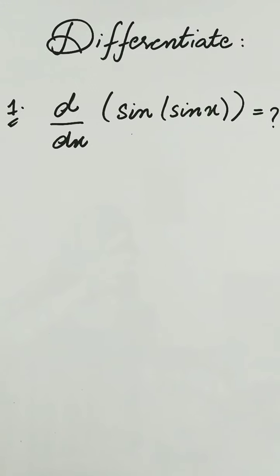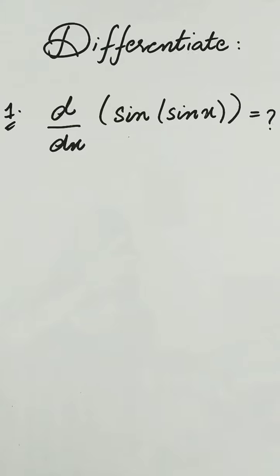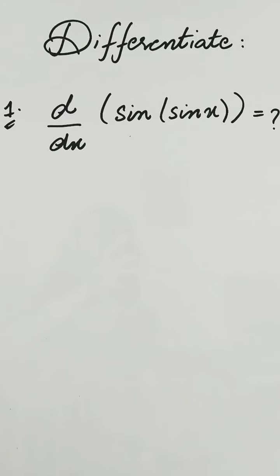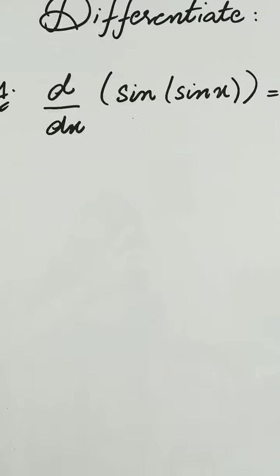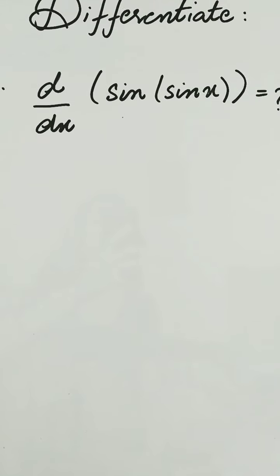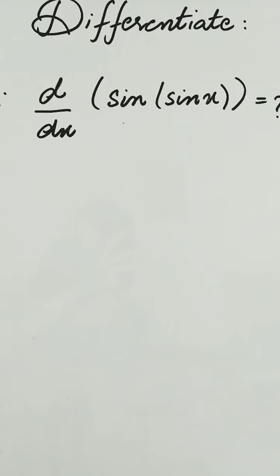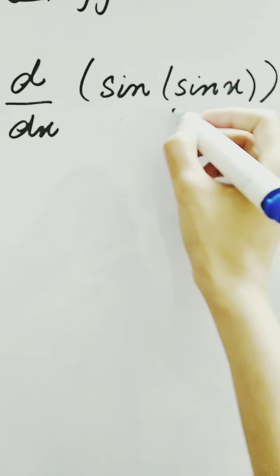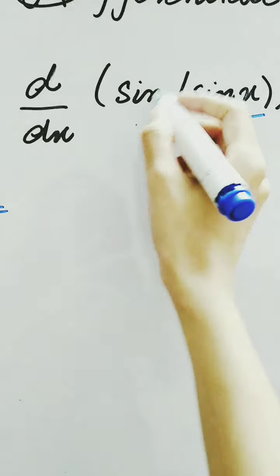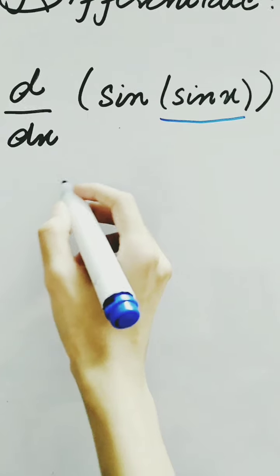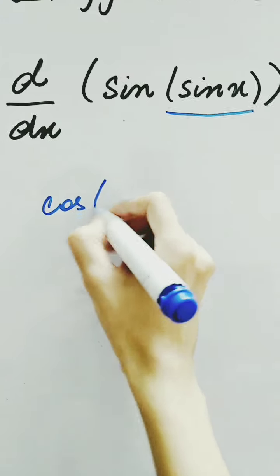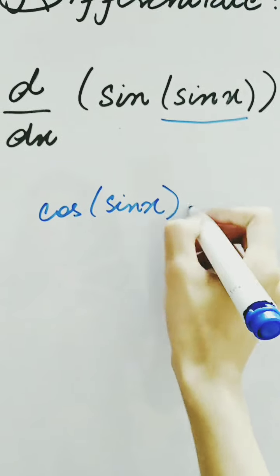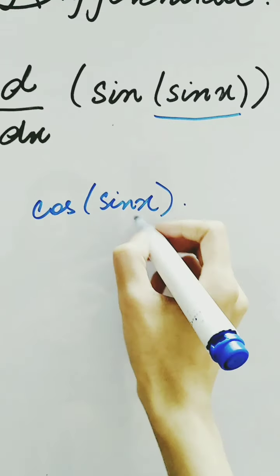Hello and welcome. In this video, we are going to differentiate the functions involving angles: sine, cos and tangent. Here the first function is sin(sin x), and we have to find the derivative of this function. In this type of question, first of all, we consider this whole sin x as the angle, and we simply take the derivative of sine of an angle, which is cos(sin x).